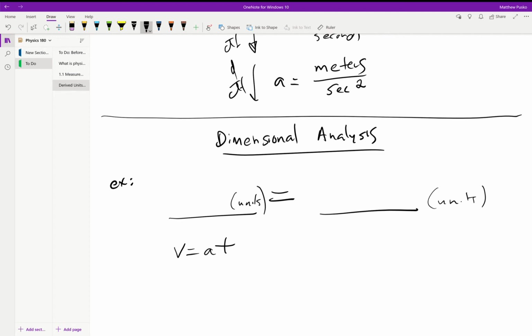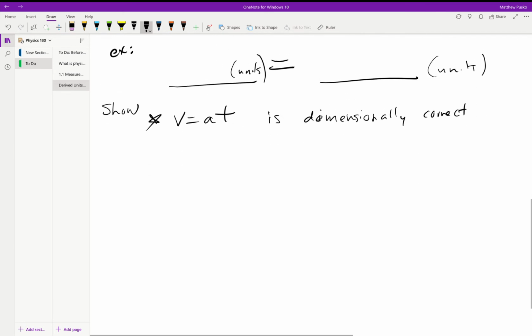So what we can do, an example from another textbook I have, is show that the expression velocity is equal to acceleration times time. We'll derive this in, I think, next class period. But show that this expression is dimensionally correct. And what does that mean? Well, let's look at the units on the left and let's look at the units on the right. I just showed you velocity is length over time. Acceleration, I showed you, was length over time squared.